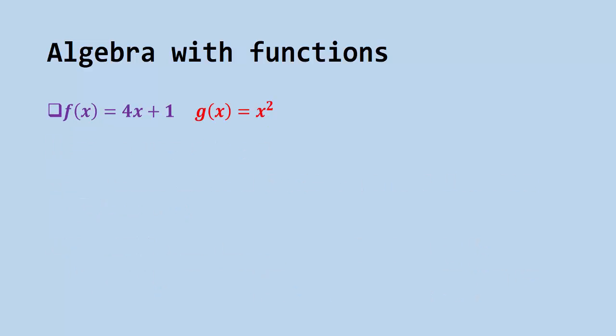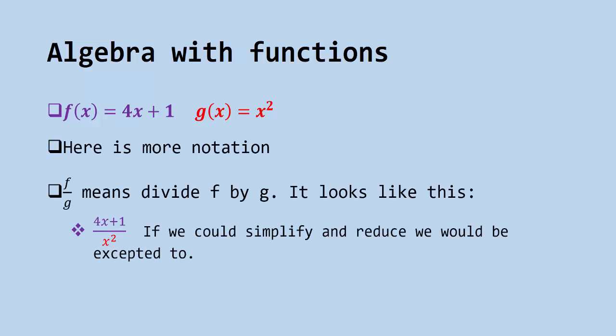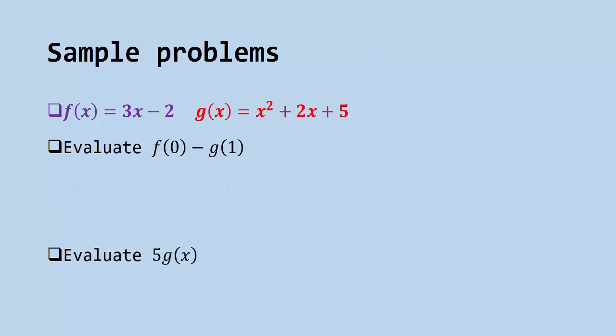Let's take those two functions one more time. F over g means divide f by g. It looks like this. 4x plus 1 over x squared. Again, if we could simplify and reduce, we would be expected to. Let's try some more examples. Here's a couple of sample problems.